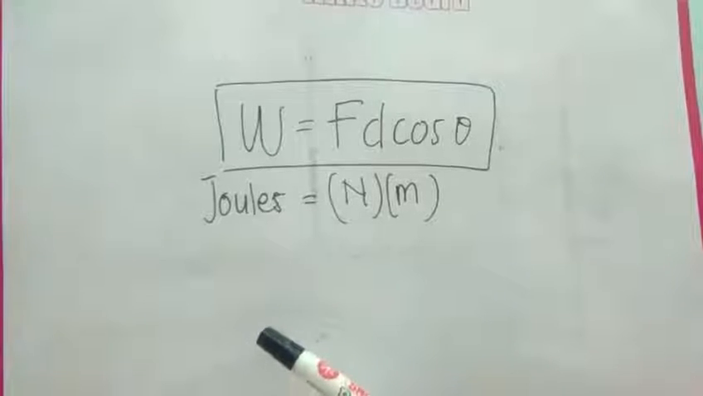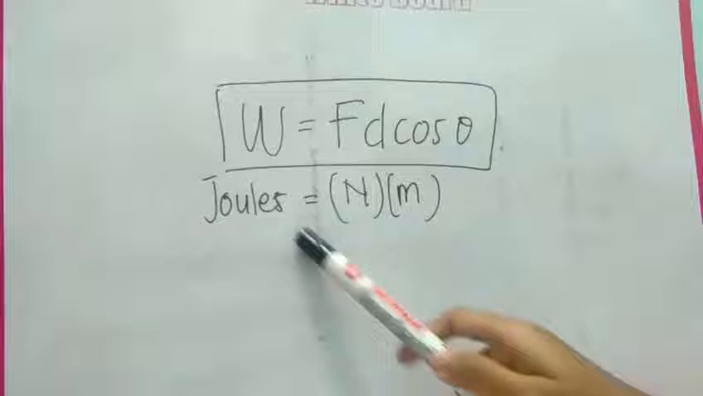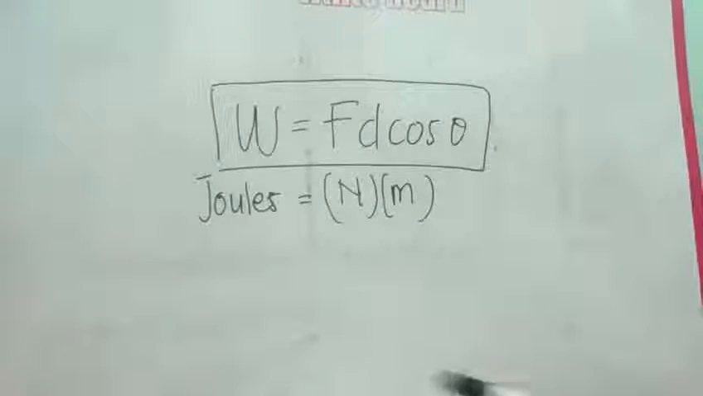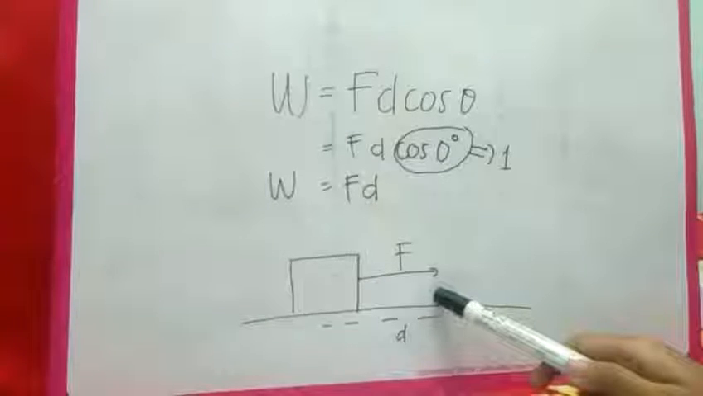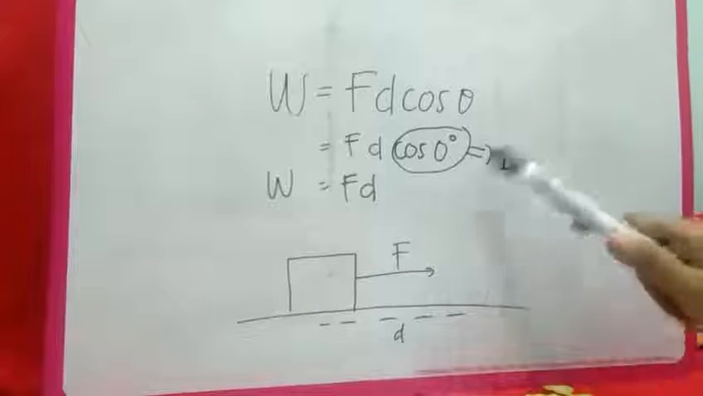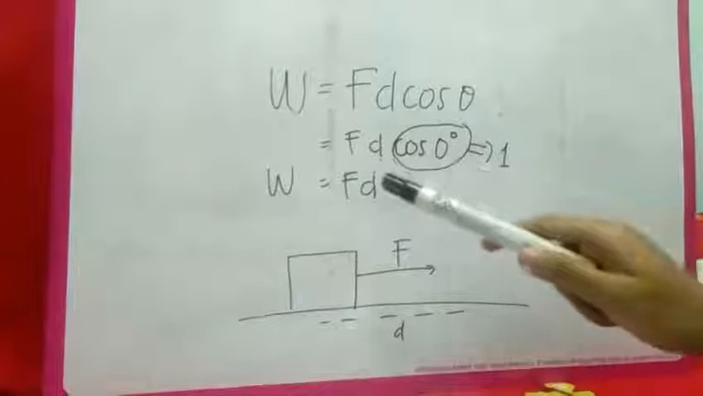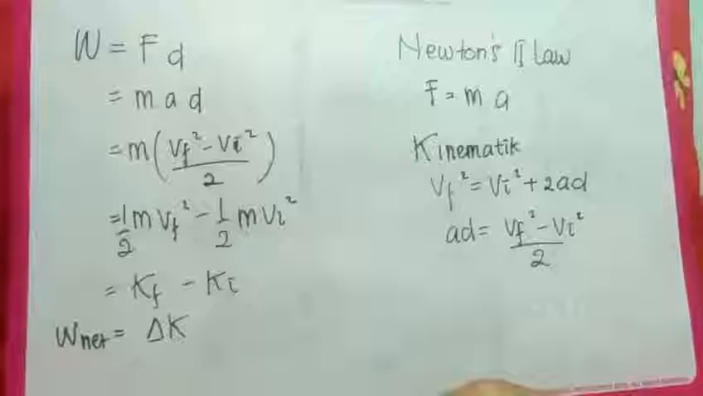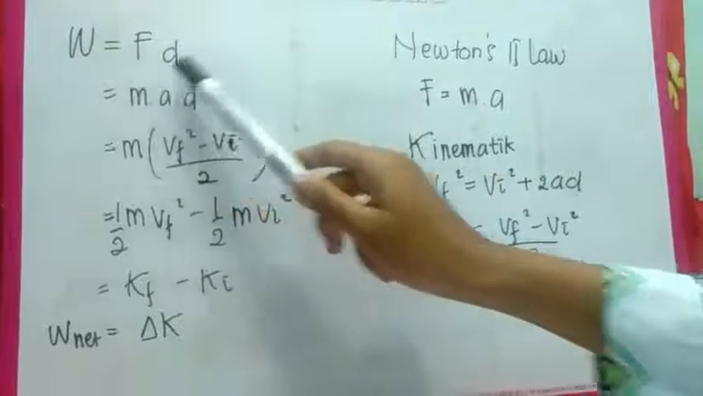The units of work are newtons times meters, which we call joules. Joules are the same units that we use to measure energy. If we apply force F in the same direction as the displacement, then theta is 0 and cosine theta is 1. The equation gives W equals Fd. Our formula is W equals F times d.